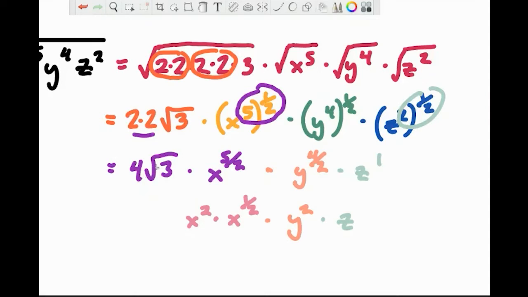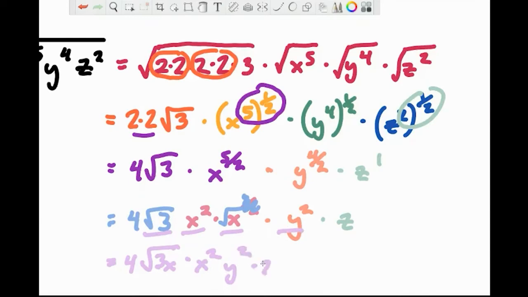And then we're going to drop down that 4 root 3. So you get something like this. This 1/2 power, you can turn this into a square root. So the final thing to do is just combine all the square roots. So it's going to be 4 times the square root of 3x, because this is a square root and this is a square root. The x squared comes down here, the y squared comes down, and the z comes down. And that should be your final answer right there.